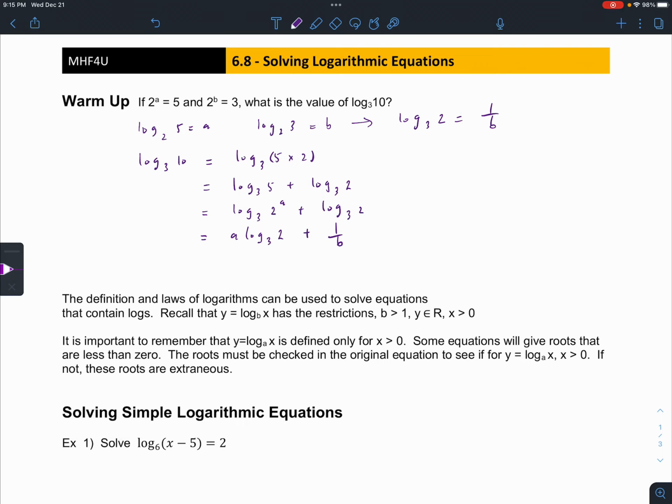Now, we already have log to the base 3 of 2 here as well. Then we can change it here as well. So we can write it as a multiplied by 1 over b plus 1 over b. So that ends up being a over b plus 1 over b. So that would equal a plus 1 over b.